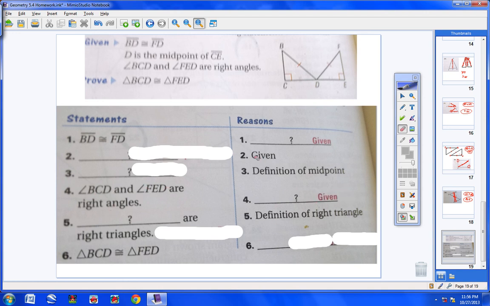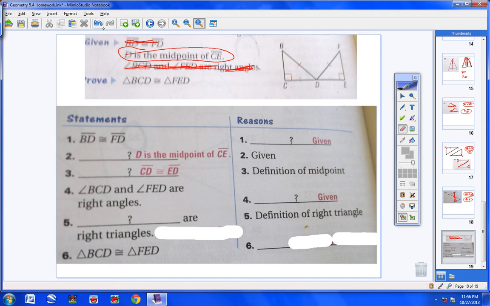And then look right here. We've already written this in our given, our proof right there. Now look at number 2. The reason is given. So if your reason is given, and you probably wrote your given over here, it should be this right here. D is the midpoint of CE. That's the only part of the given that we haven't used yet. Let me go ahead and do that and then make this eraser a little smaller. So there we go. D is the midpoint of CE.